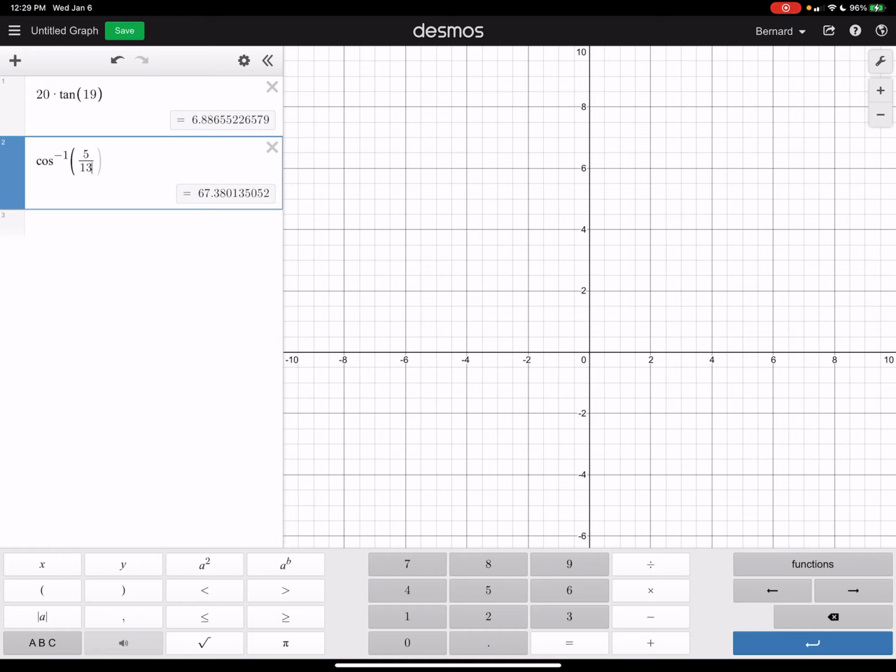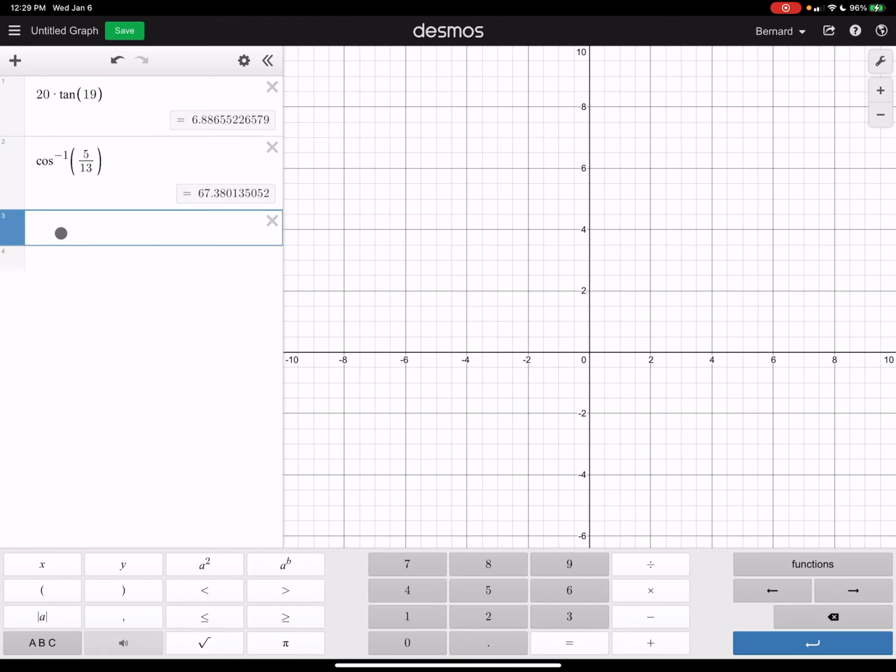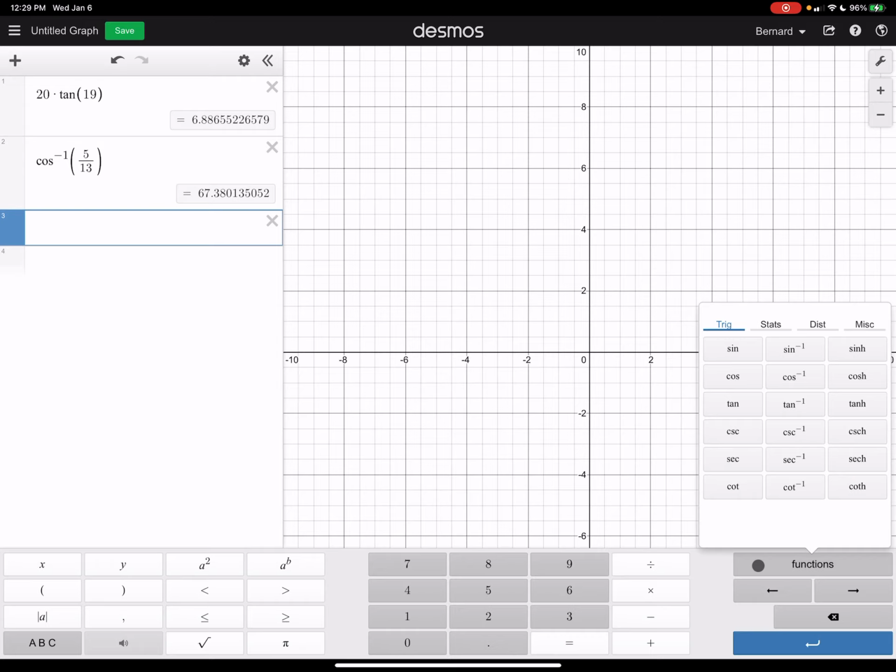But again, long story short, to just give you a little bit of guidance as far as where these functions are, we come to Desmos.com or use the app. Go to the wrench, make sure you are in degree mode before you do any of these problems, and then click into one of the bars, and all your sine, cosine, tangent functions, including the -1 versions, are in that functions pop-up menu. All right?